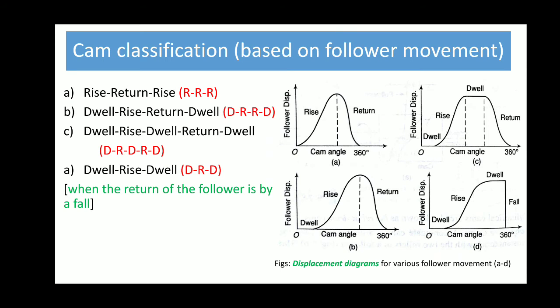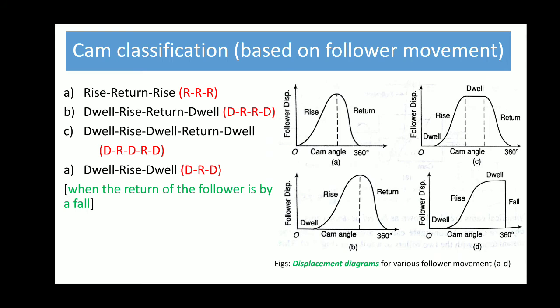Next we'll be talking about the cam classification based on follower movement. That means what type of movement the follower is showing, whether it is going up or going down or whatever. Based on that, we can have different classifications of the cam.